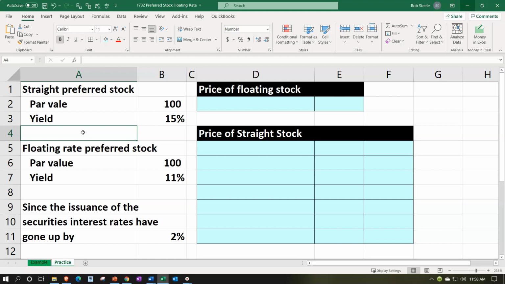Well, if we have a straight preferred stock, let's imagine the par value is 100. The yield is at 15% at this point in time. The floating rate preferred stock, we're going to say par value also 100. The yield is at 11%. Now, if we are the investor in the floating rate preferred stock, note that the floating of the rate could actually be a good thing.